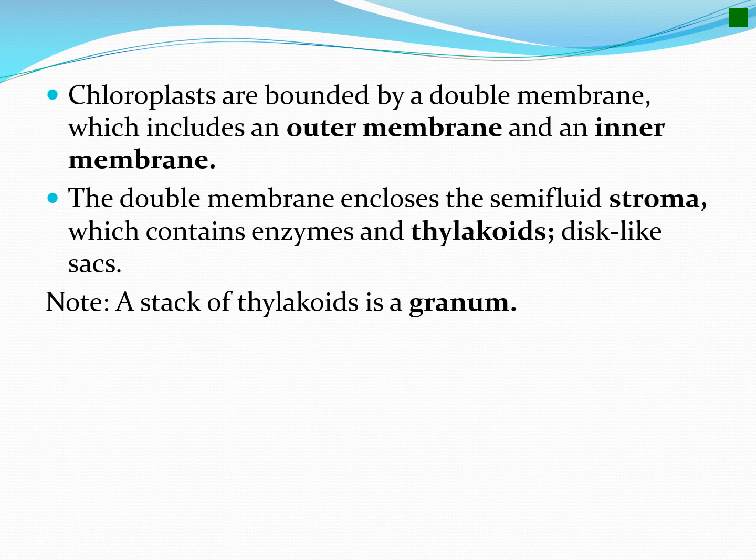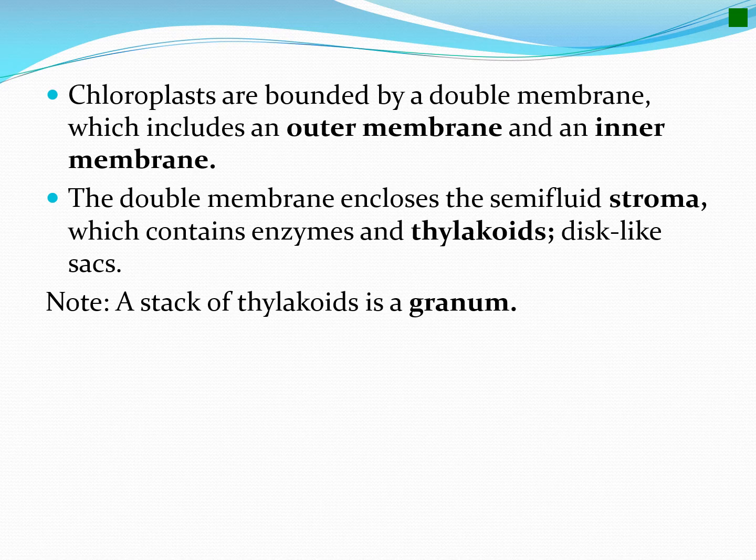Chloroplasts are bounded by a double membrane, which includes an outer membrane and an inner membrane. Remember that we have only 3 cases of structures in cells that are enveloped by a double membrane: the nucleus, chloroplast, and mitochondria. The double membrane encloses the semi-fluid stroma, which contains enzymes and thylakoids, which are disc-like sacs.